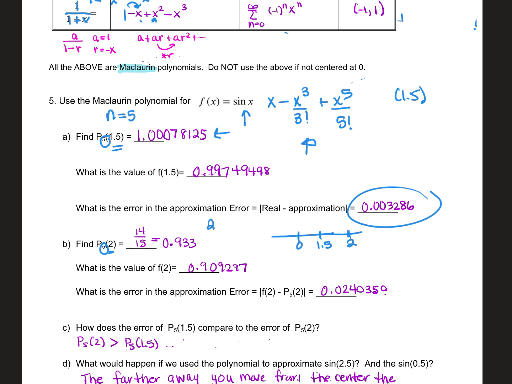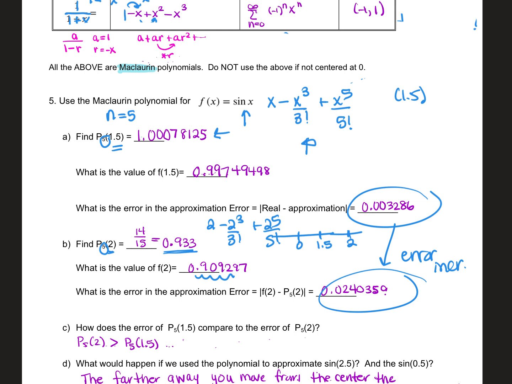So this time we're going to have 2 minus 2 cubed over 3 factorial plus 2 to the 5th over 5 factorial. So this is my approximate value. This is my real value. So here's my error. Notice, as we got further from where we were centered, the error got more. So the further you get from where you're centered, the error is going to increase.